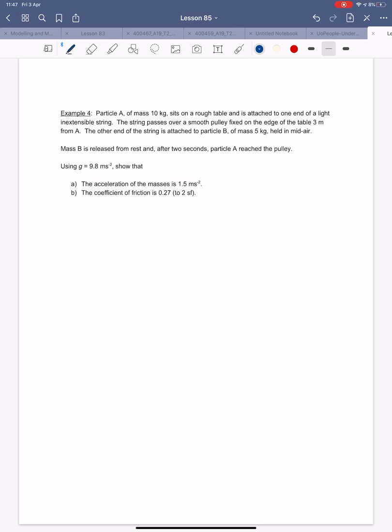Anyway, particle A of mass 10 sits on a rough table. Start drawing. 10 kg. And is attached to one end of a light inextensible string, which passes over a smooth pulley at the end of the table, 3 meters from A. This is particle A. I'm going to rub out that 10 kg. I'll do it like this, because the diagrams get a bit cluttered otherwise. So it's 10g downwards, which is 98, because they're saying 9.8. 10 times 9.8, 98 Newtons downwards. So we're going to have a normal reaction as well. Then we've got a string, which goes here.